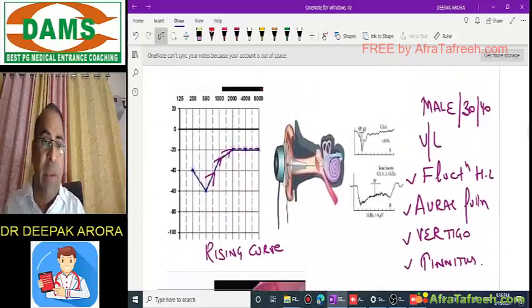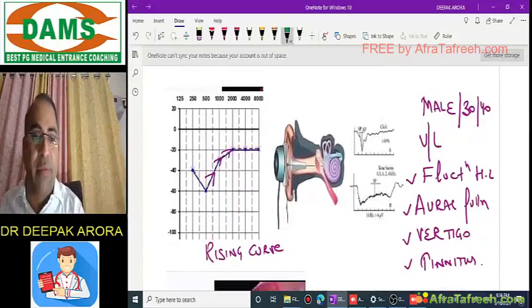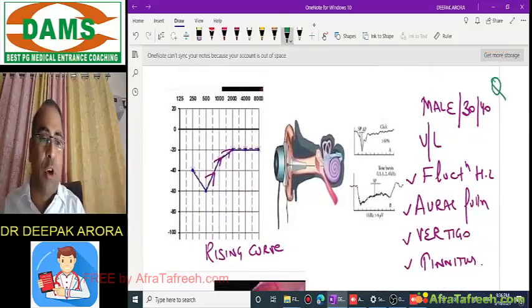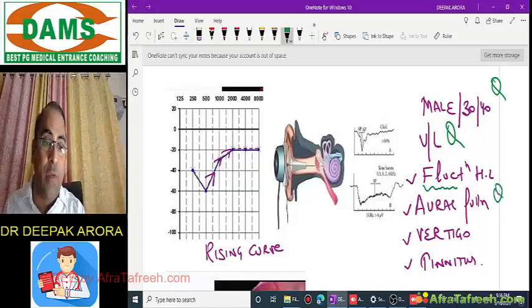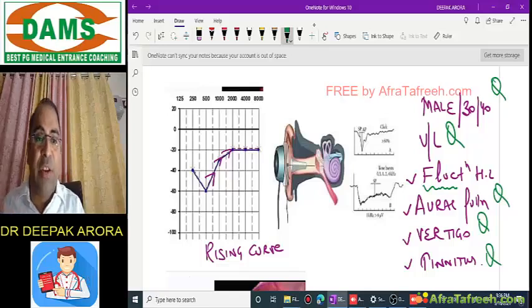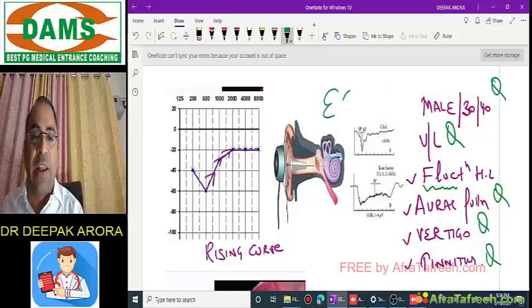Next slide. A male. Just appreciate the keywords. What will be the keywords? 30 to 40 year age of male, unilateral fluctuating hearing loss, aural fullness, vertigo, tinnitus. Don't waste your time. In the history, the patient is a Meniere's patient. M for male, Meniere's patient. M for medical treatment. Female, otosclerosis. S for surgery.